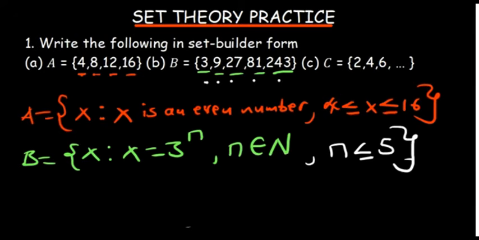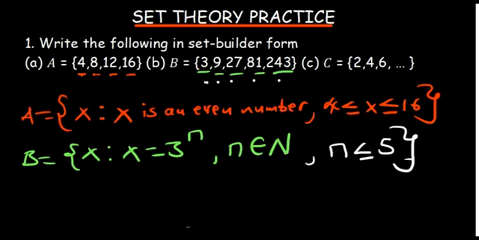So we've restricted our set builder notation to that. So x is given by 3 to the power n, where n is a member of natural numbers and n is less than or equal to 5. Okay. That is the way we are approaching this question. So we've described the given set there using set builder notation.